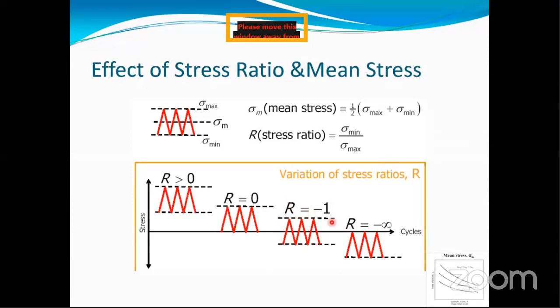So when R is minus 1, stress is varying from negative stress to positive stress.